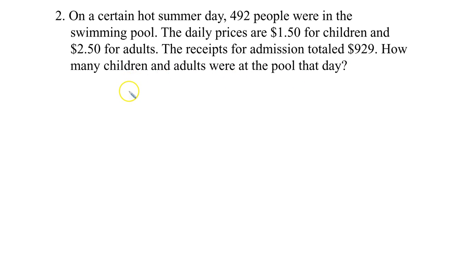Now, for this problem though, we simply have to solve the equation. So we need to know what our variables are, and our variables are going to be the number of children and number of adults. So let's let x represent the number of children, just simply because it comes first in the problem, and y will represent the number of adults in this equation.